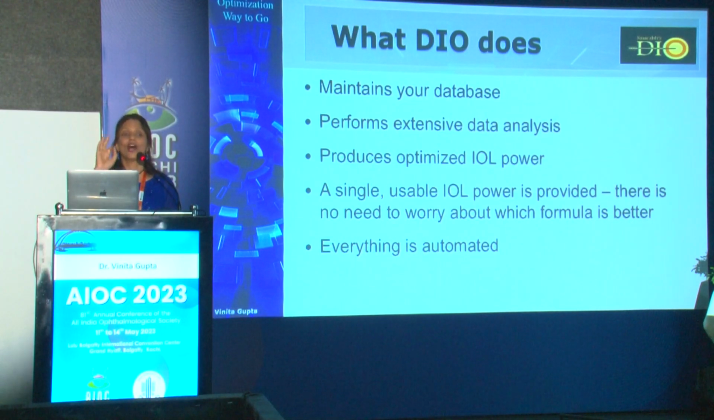Now you need not calculate your A constant for every patient. After putting in all parameters, it will directly use the best A constant for each type of eye. It will have a data source for myopic eyes, hyperopic eyes, normal emmetropic eyes, and other types of erratic eyes, those with corneal scarring and everything. So it will optimize your results according to the data source it has. It is a sort of artificial intelligence based tool. A single usable IOL power will be provided to you at the end once you've fed in the data. So everything is automated.